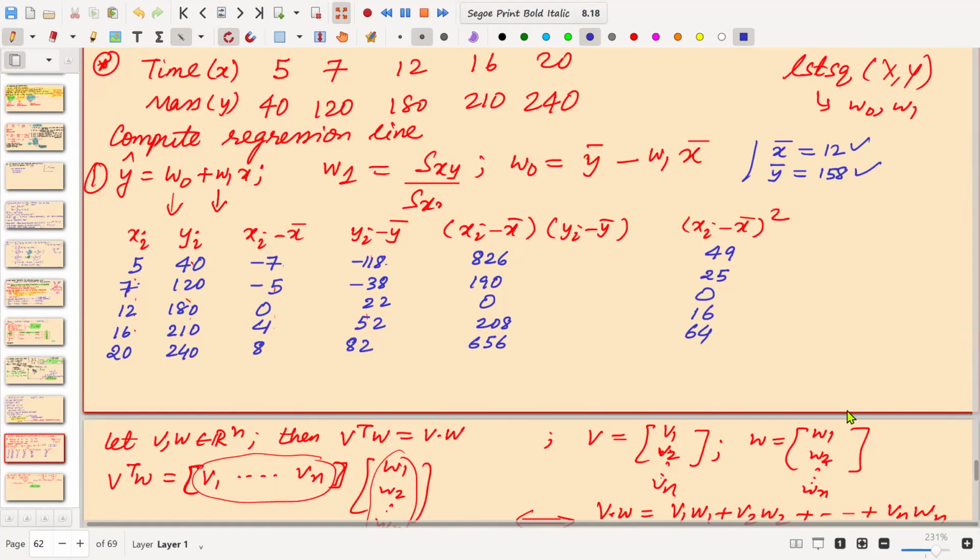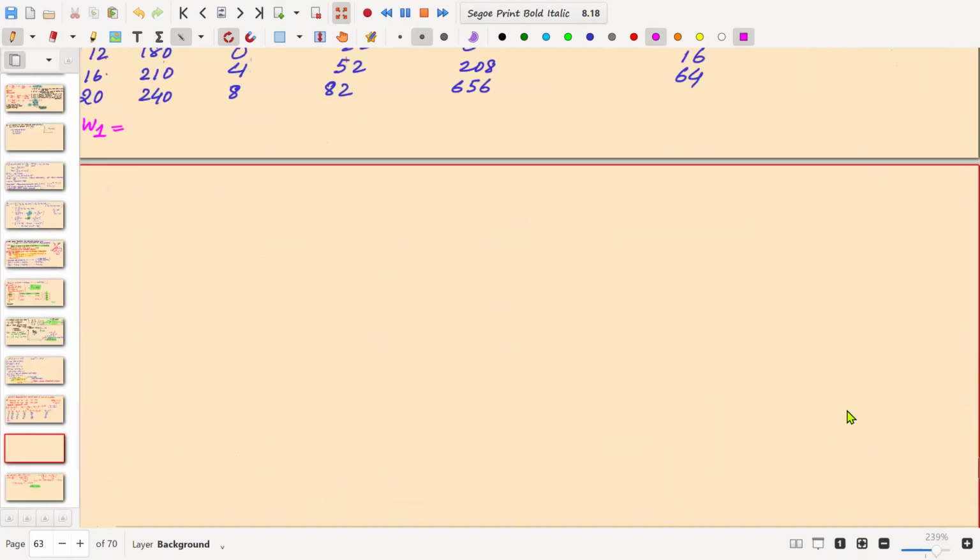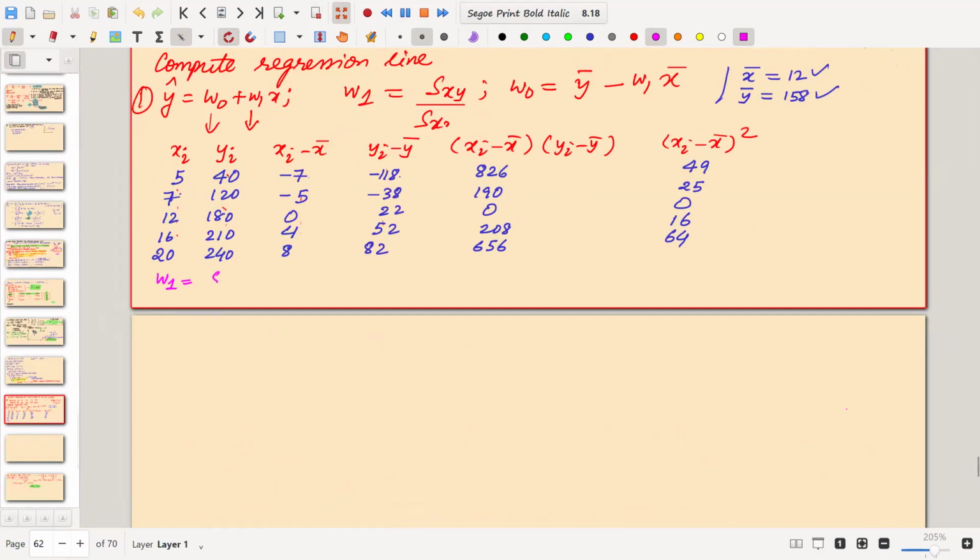Yes. So W1, can we find W1 now? W1 is equal to Sxy divided by Sx. So that is equal to summation of (xi minus x bar) into (yi minus y bar) divided by summation of (xi minus x bar) whole square. Exactly. So what you have to do now is sum them up. Sum all of this and divide by sum of all of this. That's it. So can you sum them up?